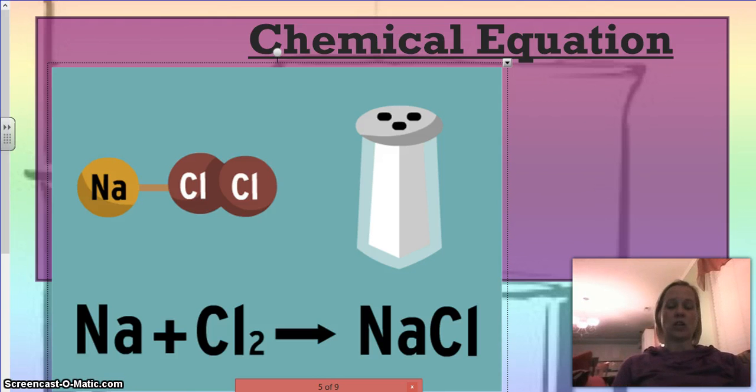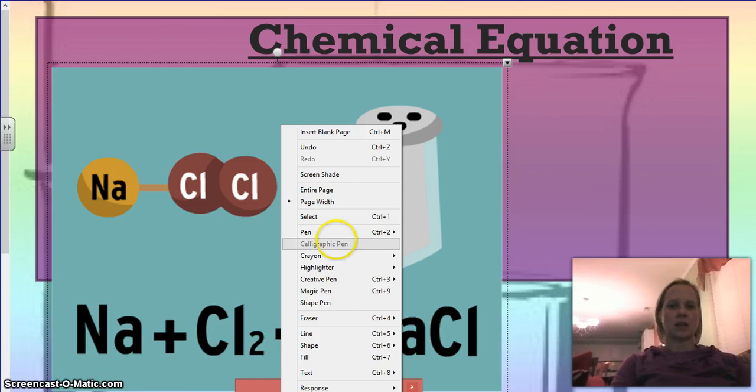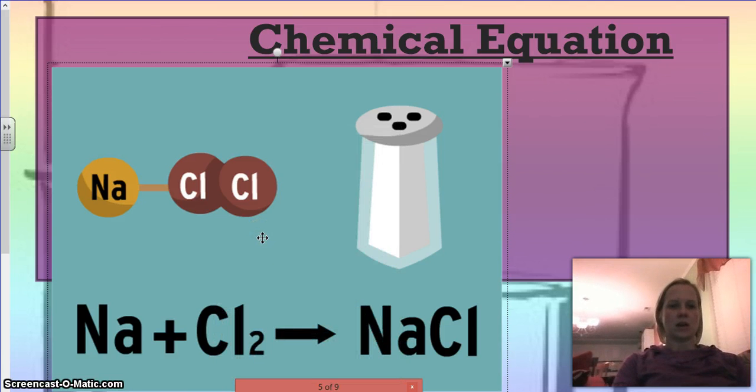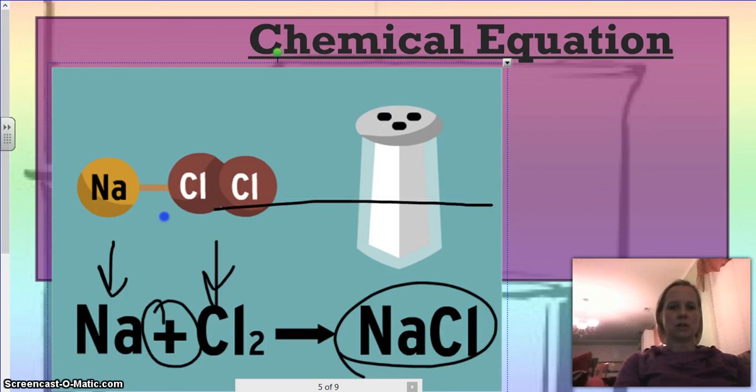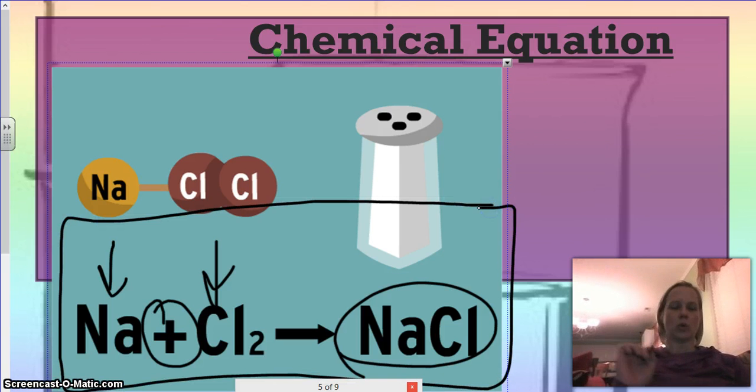All right, a chemical equation. So as a refresher on chemical equations, we have these two elements. We're going to add them together and they're going to form a compound. And this entire thing is the equation. Okay, so it's taking reactants, adding two reactants together and getting a product.